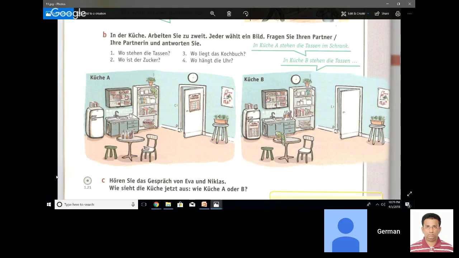Your questions for the present? Wo liegt das Kochbuch? In Küche A oder B? In Küche A. Das Kochbuch liegt in dem Regal. In dem Regal, in Küche A. Okay.